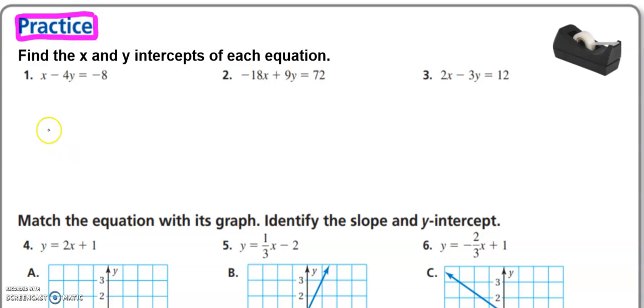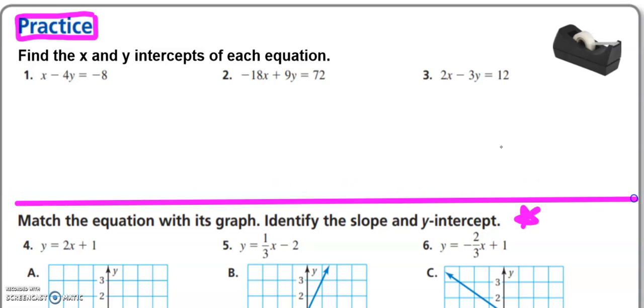All right, so what you need to do now is this practice. You want to do problems 1, 2, and 3, and then you want to graph one of those. This part we're going to save for later. So you just want to do 1, 2, and 3.